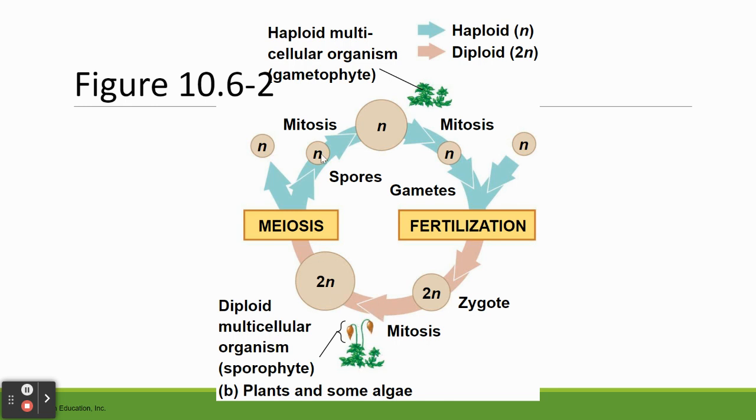That plant creates spores by meiosis. The spores can then grow a little bit, undergo mitosis to do that, turn into a gametophyte, which then creates gametes. The gametes will then join together through fertilization and make a zygote, and the process starts over. So hopefully this is a little easier for you to see the haploid and the diploid and what's going on.